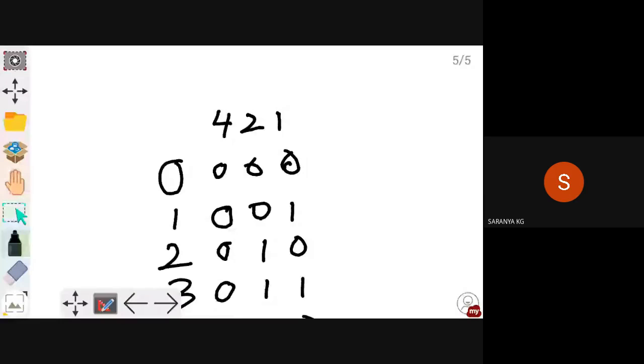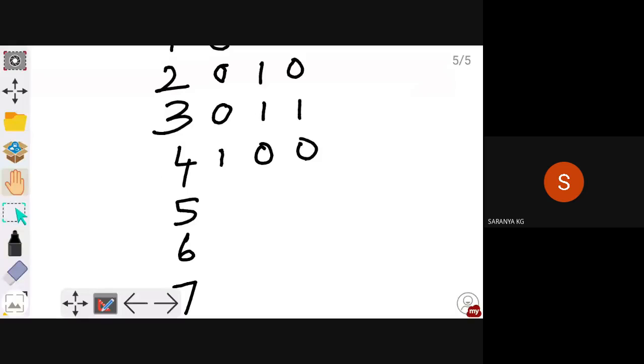So 1, 0, 1. And 6. 4 plus 2 will be 6. So 1, 1, 0. And 7, how will you represent? 4 plus 2 plus 1. So 4 plus 2 is 6, 6 plus 1 is 7. So 1, 1, 1.